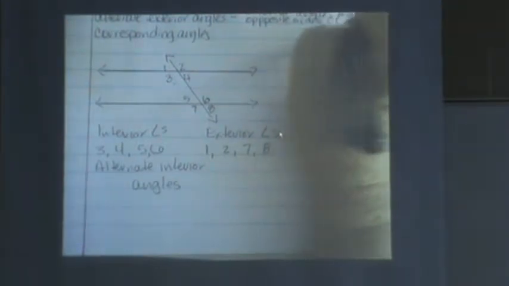Exterior angles that lie on the opposite sides of the transversal. Okay, that's our alternate exterior angles. You're right, it is exterior angles that lie on opposite sides of the transversal.